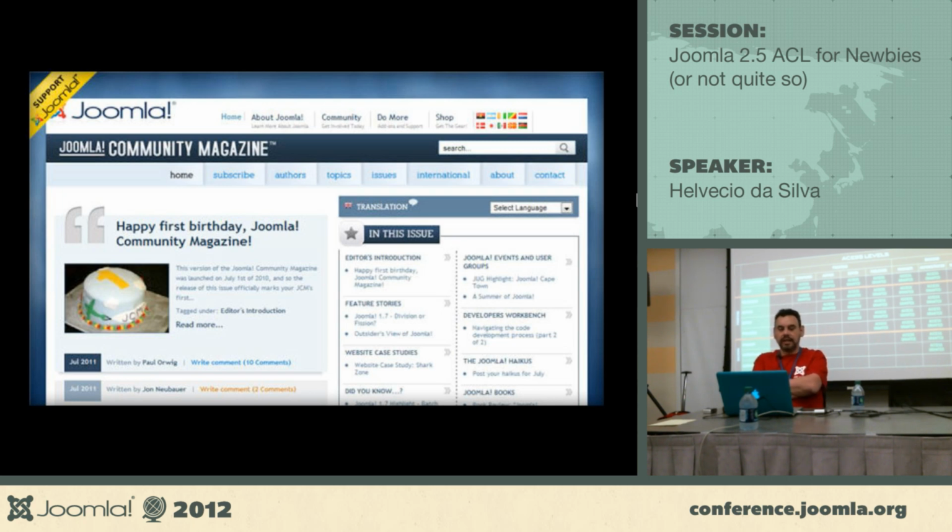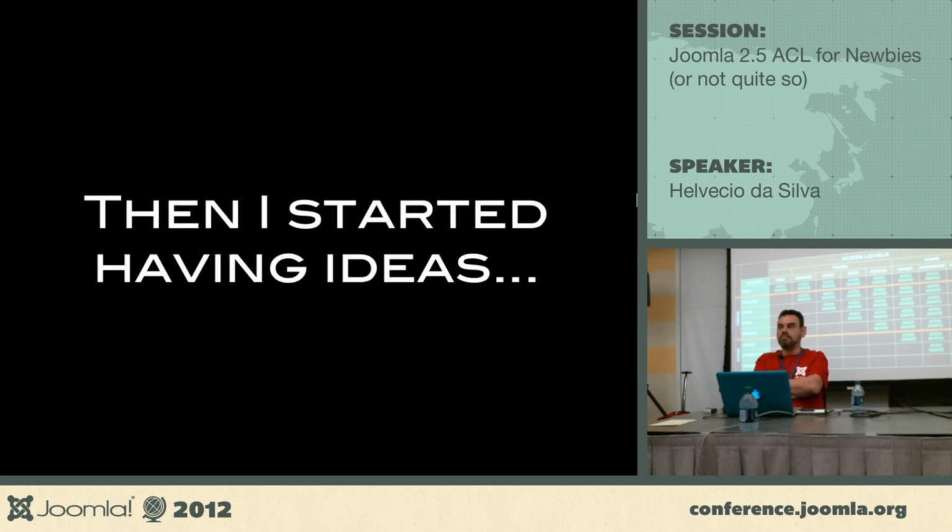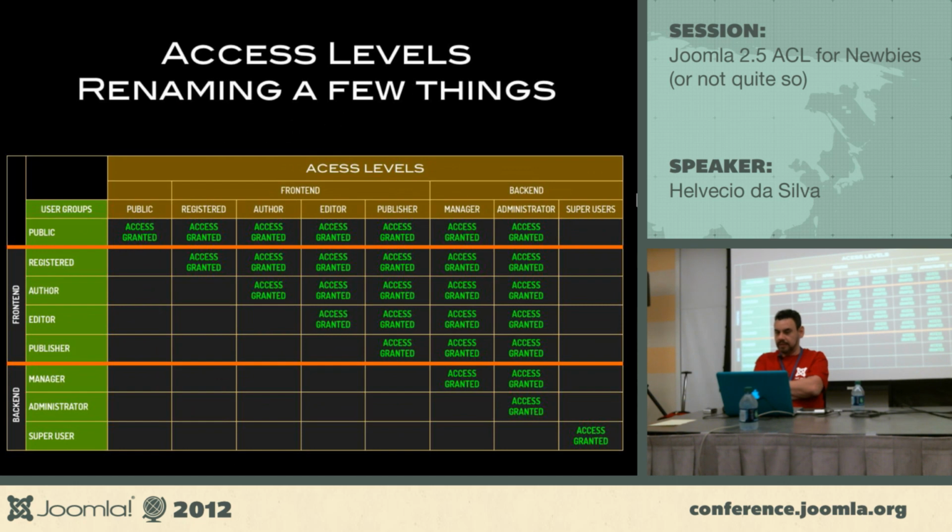Okay? So I realized that if I change places, things started to get more in place. Okay, so now we have the public, and I did it like this. I divided which one had front-end access and which one had back-end access. Okay, so I found out that registered, author, editor, and publisher, these user groups, only have front-end access. Manager, administrator, and super user also have back-end access. So good.